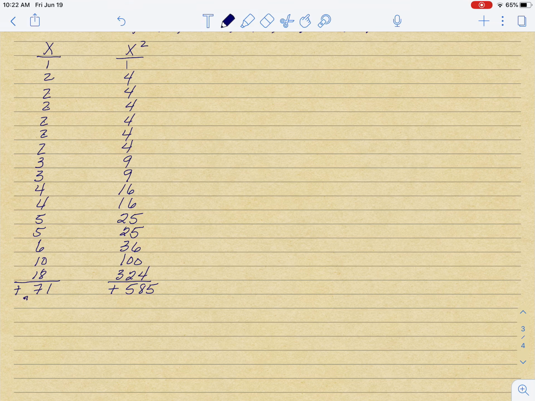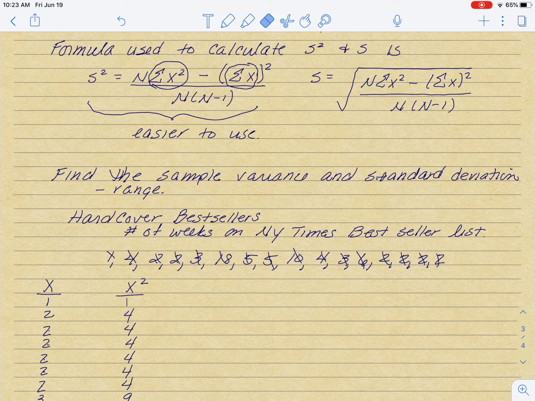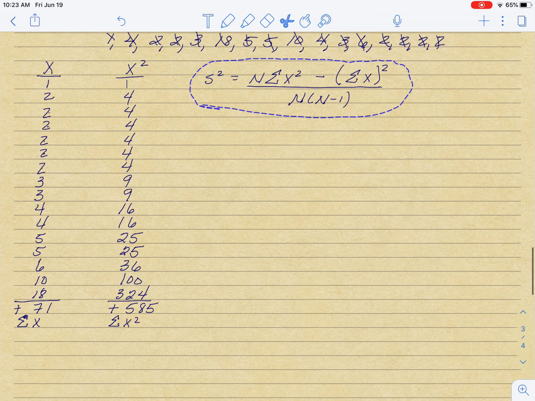This thing down here, the 71, is the sum of the x's, and the 585 is the sum of the x squared. So let's go look at our formula that we're plugging this information into. I'm going to go grab that formula. So let me get rid of some of these parts. Okay, so now we're grabbing this formula for variance. I'm going to bring it down here so we can look at it while we're doing it.